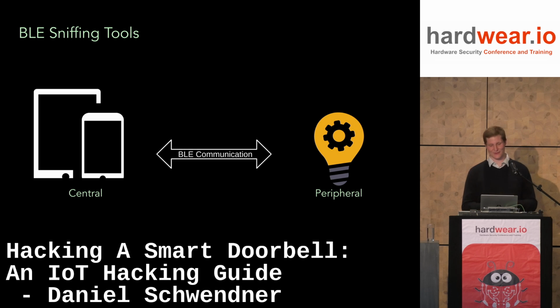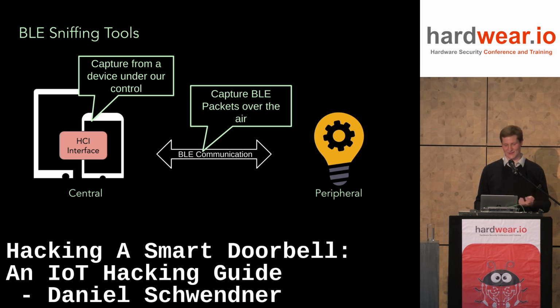But, of course, if you're communicating with it, you can also sniff the communication. Because Bluetooth uses a shared medium, in this case the air more or less, and we have the same access to the shared medium, so we can sniff the communication. And there are different ways to do it. So of course an attacker has to capture the BLE communication over the air. But if we are just researching it, we can actually capture them directly from our device because we have full control over our phone. So we can just hook the HCI interface and sniff all the packets there.